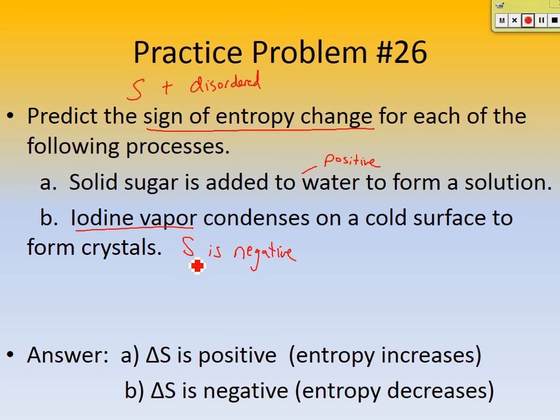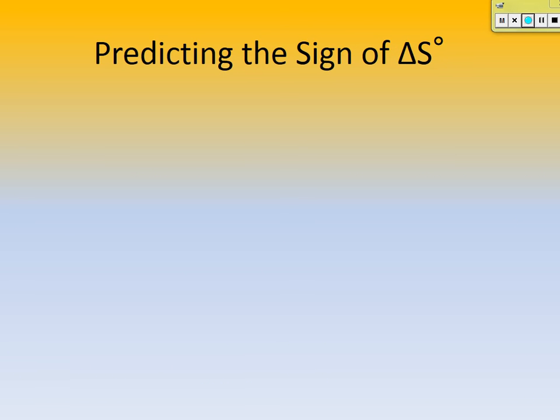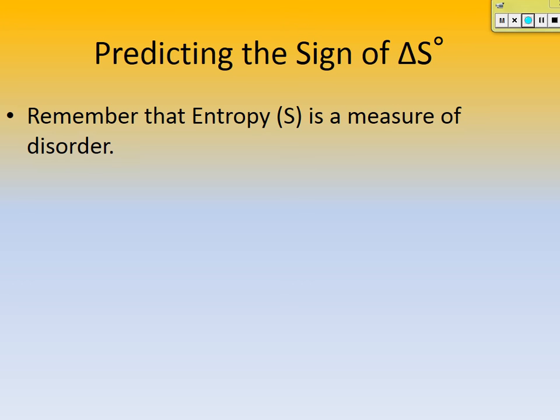Okay, did we get it right, guys? On A, it was positive. On B, it was negative. Very good. Now we're going to look at something a little bit different. I want you to predict the sign of the change in entropy.